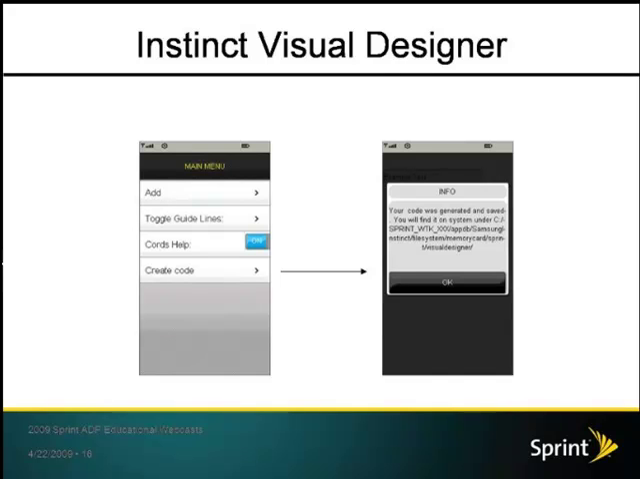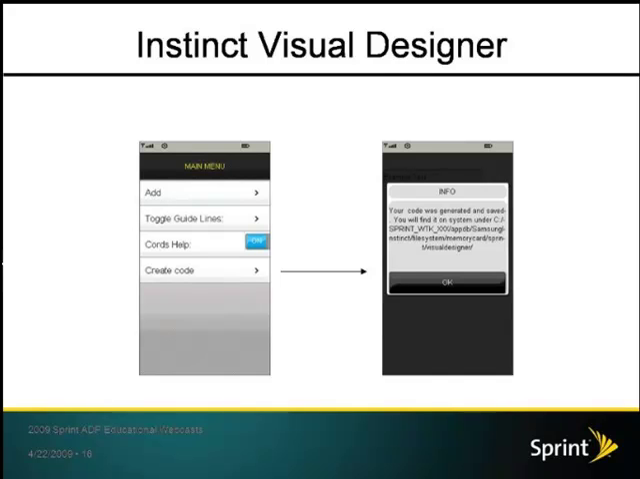Once you actually have your application set and in place, we'll generate our code. So we'll open our menu, select Create Code. If it's successful, we'll get a message that tells us where to find it. In the case here on the screen, if you can read the small text on the right, it's telling us that we're running on the emulator and that we need to go fetch it from the Sprint Wireless Toolkit directory, and it shows us exactly where to get it.